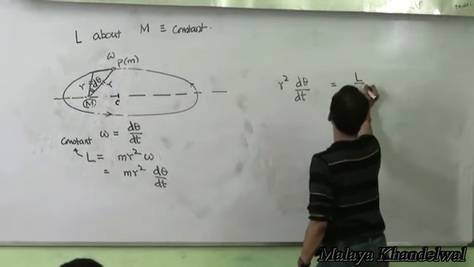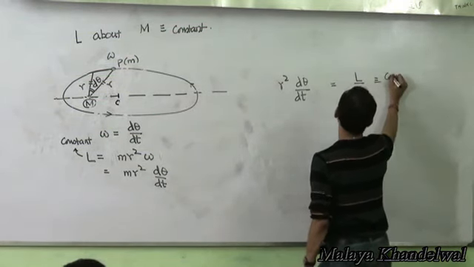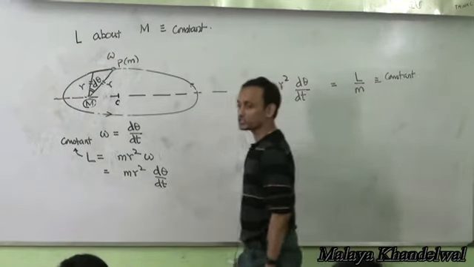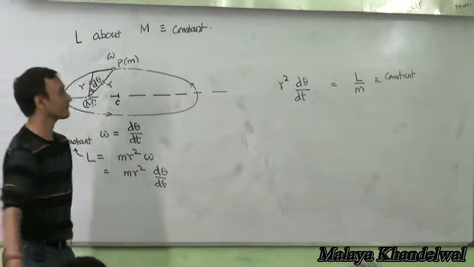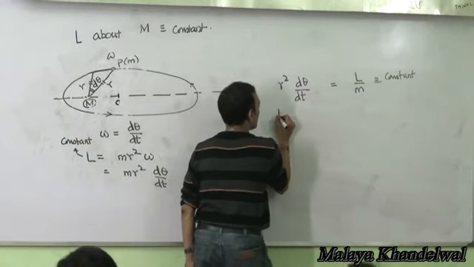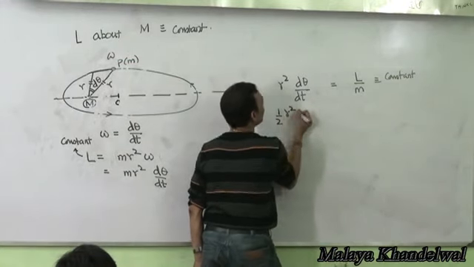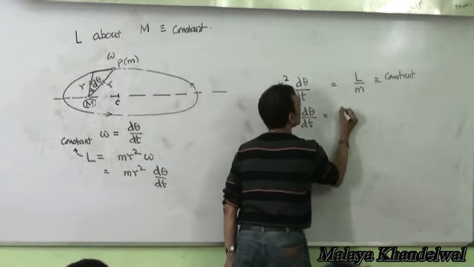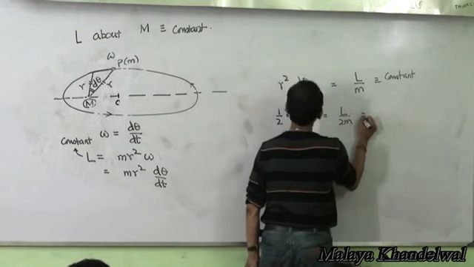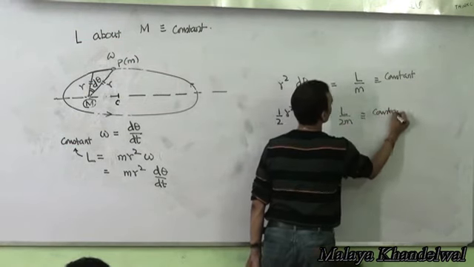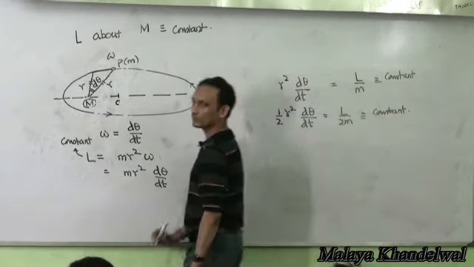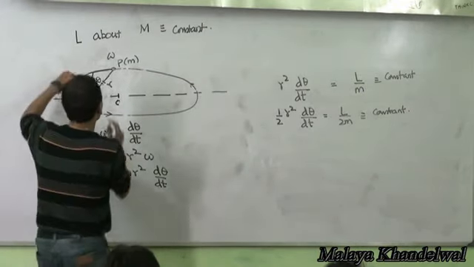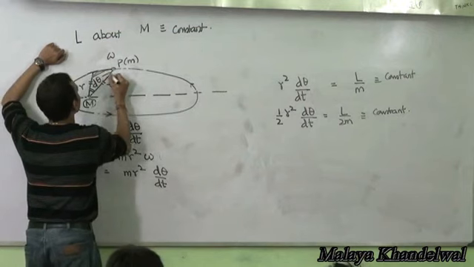is L by m, which is a constant, because L is the angular momentum of this particle in this elliptic journey, and m is the mass. Both are constant. So L by m is a constant, which means half of r squared d theta by dt is L by 2m, which again is a constant. Yes or no?